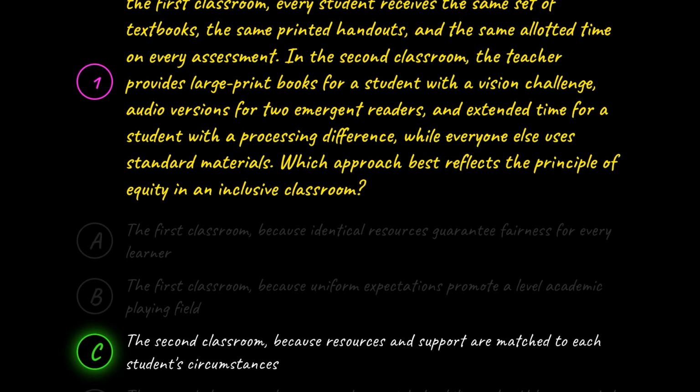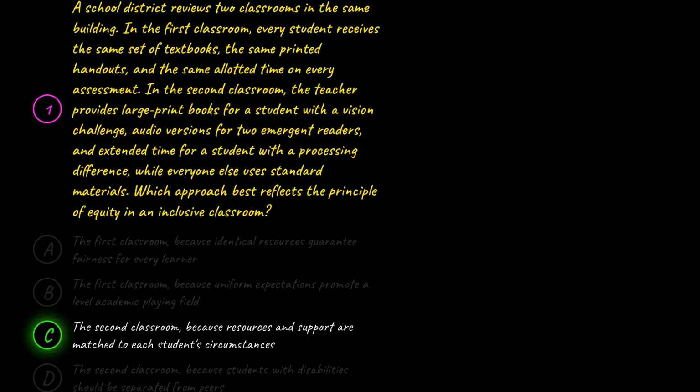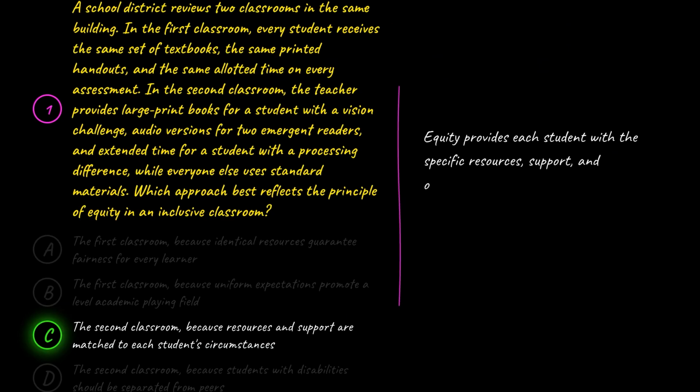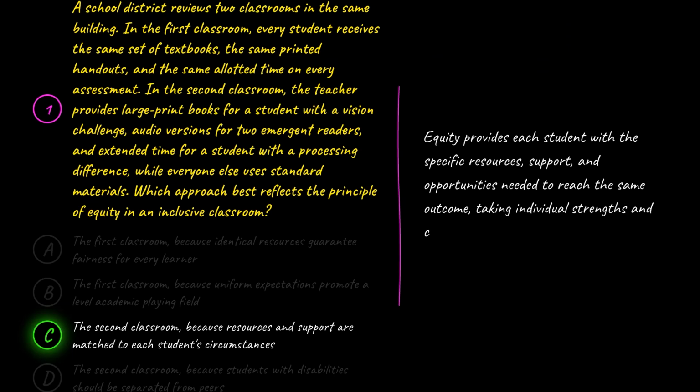The correct answer is C. The second classroom, because resources and support are matched to each student's circumstances. C is correct because equity provides each student with the specific resources, support, and opportunities needed to reach the same outcome, taking individual strengths and circumstances into account. Matching materials to vision, reading level, and processing differences is the textbook application of equity in practice.